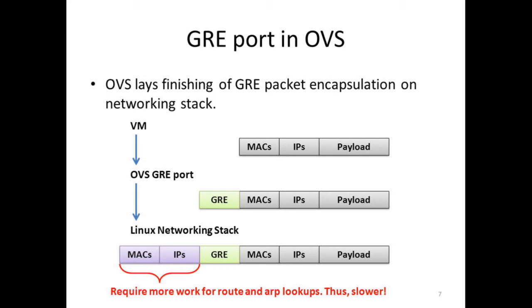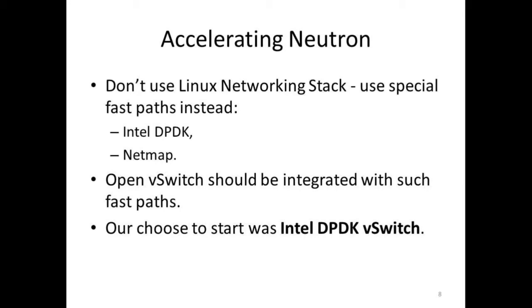What can we do? There are two lessons. The first is that the Linux networking stack is slow itself, and the problem of the GRE implementation in OVS is that it relies on the Linux networking stack. The common way, if you don't need a very complicated networking stack, is to use a very fast data path, a fast networking stack. For example, Intel DPDK or NetMap.